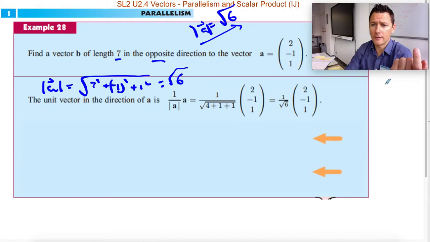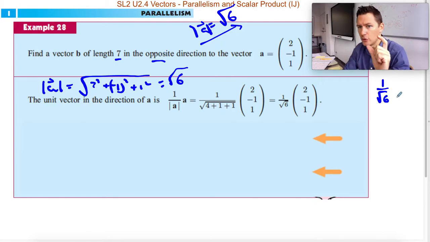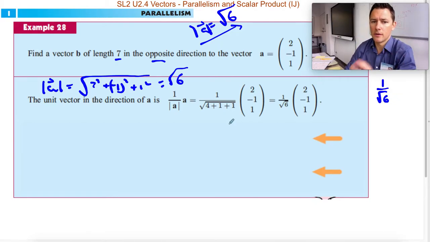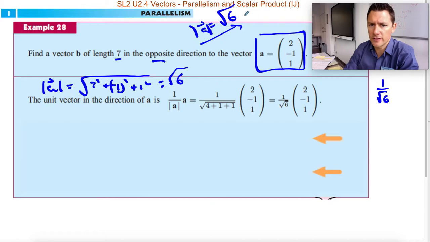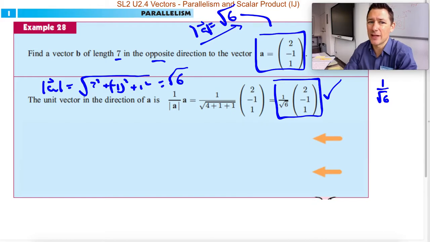If we want this to be a unit vector of 1, we have to make it 1 root 6th as long, and then it's a unit vector. Then it has a length of 1, right? So that's what this is about. This by itself has a length of root 6. So if we take 1 root 6th of that thing, now this is a unit vector. Means it has a length of 1. Got it, fine. We don't want it to have a length of 1. We want it to have a length of 7.